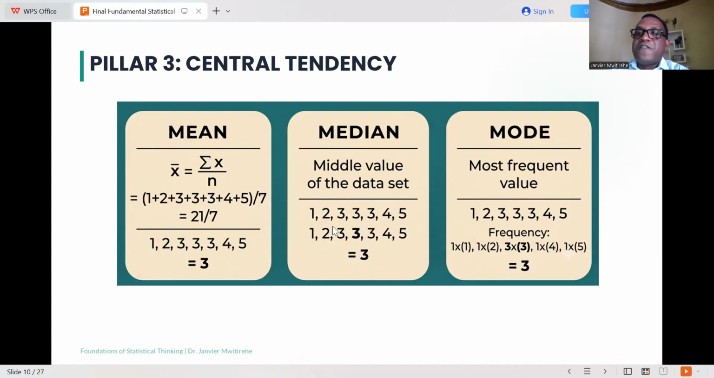And the rule of thumb for any statistical thinking is that mean, median, and mode should be equal. But in actual sense, practically, in the real world, you will not find them the same. So we will see how to deal with this.